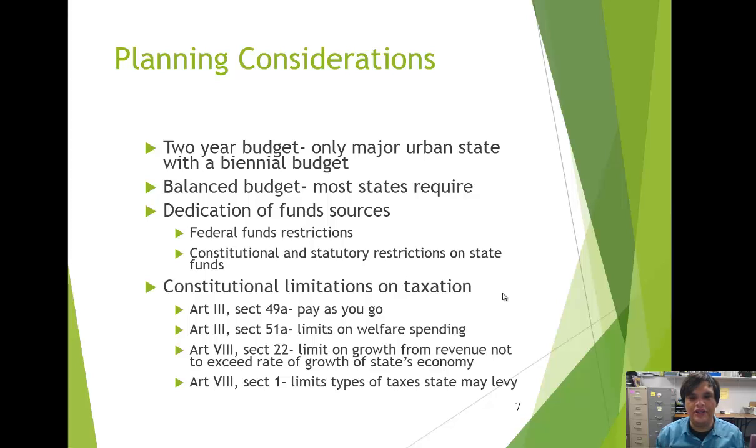It's really the only major urban state with a biennial budget, meaning a 2-year budget. Because Texas has a citizen legislature, and because they only meet once every 2 years, this state actually has to plan for 2 years. And it's very odd because most major urban states do have a professional legislature. So that's why it's the only major urban state with a biennial budget.